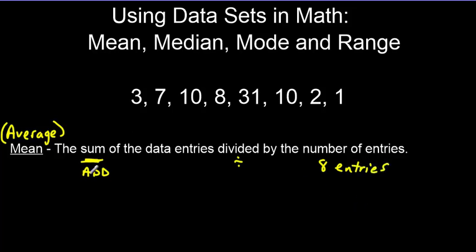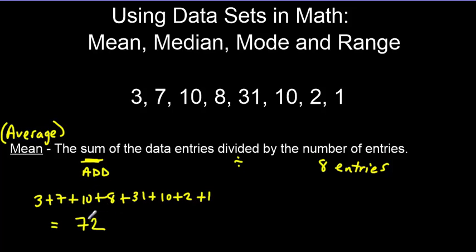Okay, so we need to add up the entries. We have 3 plus 7 plus 10 plus 8 plus 31 plus 10 plus 2 plus 1. So just add them all up. Just double check here, 8 entries: 1, 2, 3, 4, 5, 6, 7, 8. Okay, so we got them all. When you add these up, you get 10, 20, 28, 58, 59, 69, 71, 72. So this sum is 72.